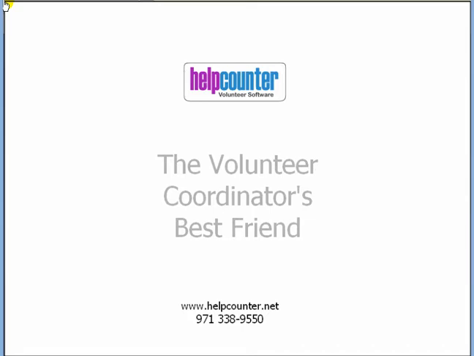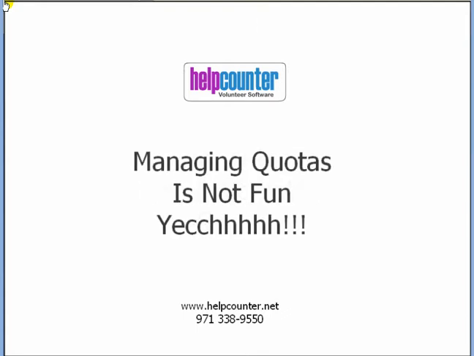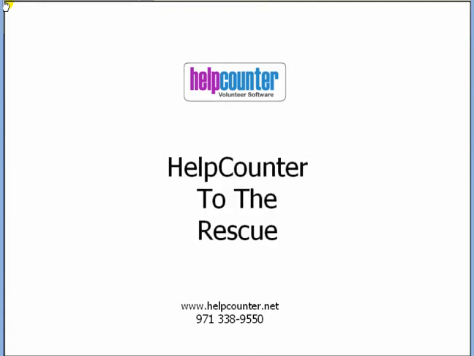What we're going to talk about in this demonstration is managing volunteer quotas. Now, this is typically done at charter and private schools and not so much in public schools. And it can be a real nightmare, especially if you have family quotas, especially if you're trying to aggregate the hours volunteered by mom, dad, grandma, and grandpa, et cetera, et cetera. So if you do that now, you probably do it with spreadsheets and you probably spend hours a month at it, and it's probably a job that you really don't like. We're going to show you how to completely automate that with HelpCounter.